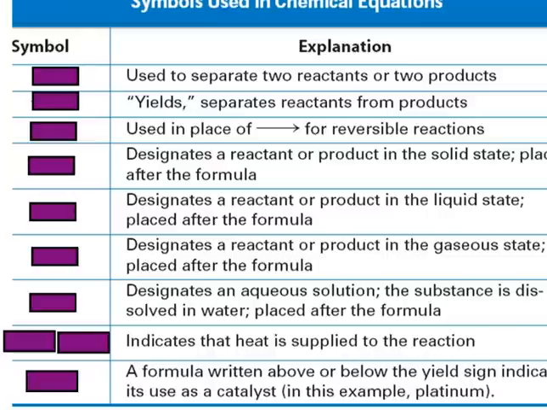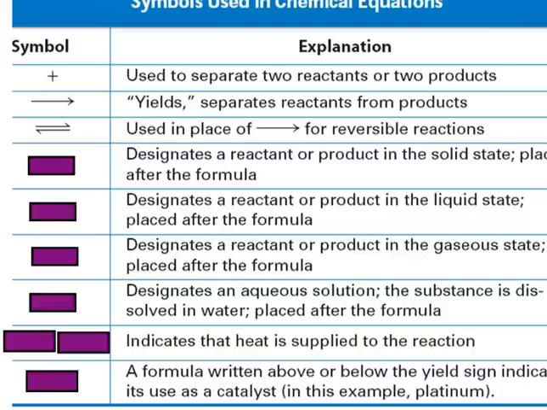The symbol that is used to separate two reactants or two products is a plus sign. The symbol that means yields and separates the reactants from the products is an arrow sign, like so. Now, some chemical reactions are reversible and can go both in the forward direction and in the reverse direction, in which case we would use a double-headed arrow, or as you see here, two half arrows pointing in the direction.